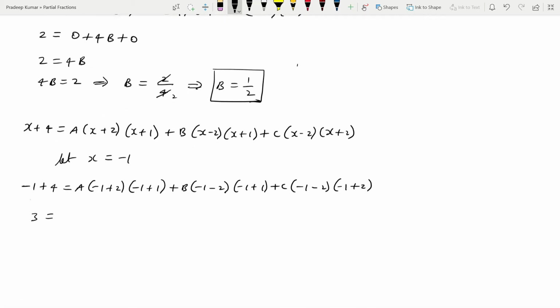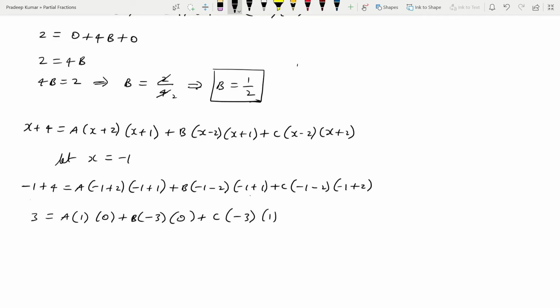So this is A into -1 plus 2, which is nothing but just 1. So this is -1 plus 1, how much was it? It was 0. Plus B into -1 minus 2, which is nothing but -3. So this is -1 plus 1, which is 0. Plus C into -1 minus 2, which is -3. So this is -1 plus 2, which is just 1.